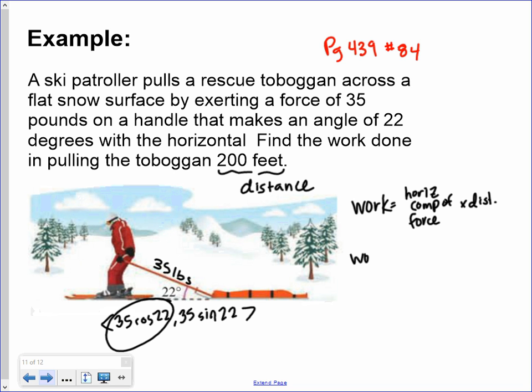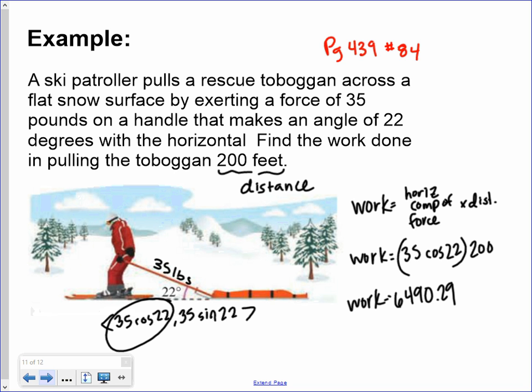So we would say work equals 35 cosine of 22, and then our distance is we're moving the toboggan 200 feet. I believe that comes out to a fairly large number: 6,490.29.